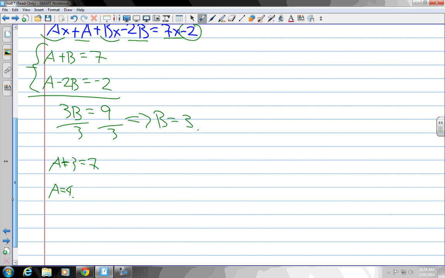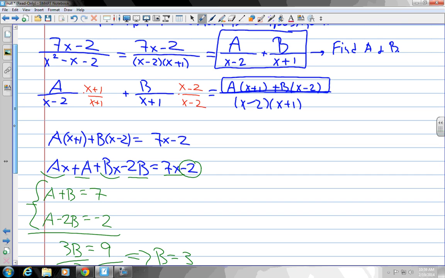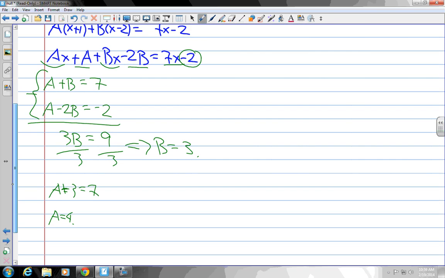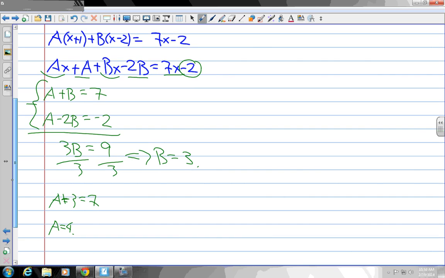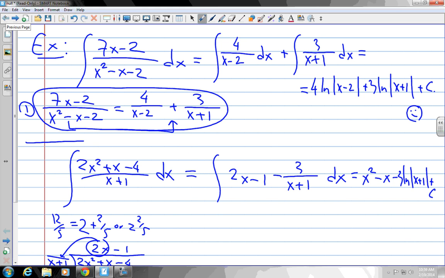Okay? So then my fractions are 4 over x minus 2 plus 3 over x plus 1. A equals 4, B equals 3, so you plug them back in there. So you get 4 over x minus 2 plus 3 over x plus 1. And that's what we had originally.